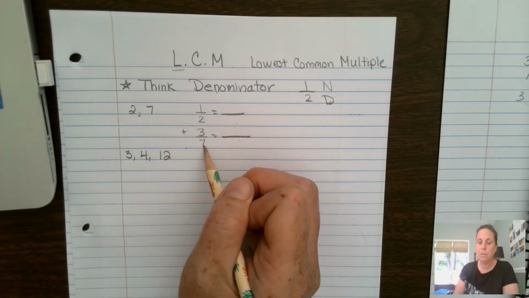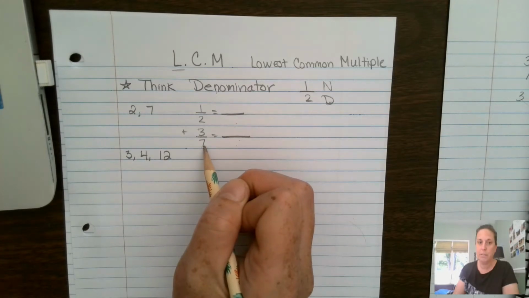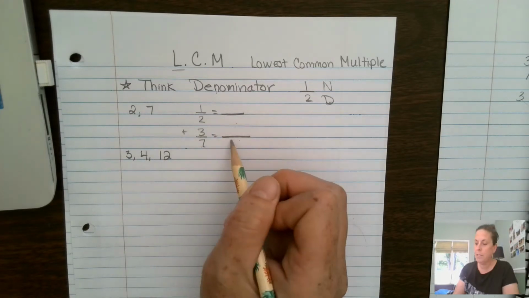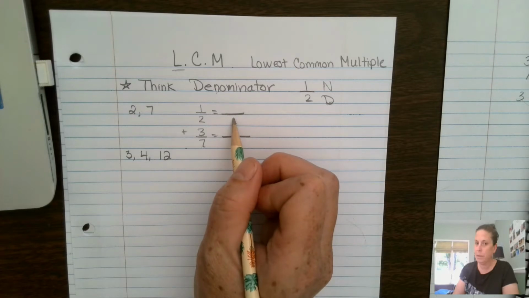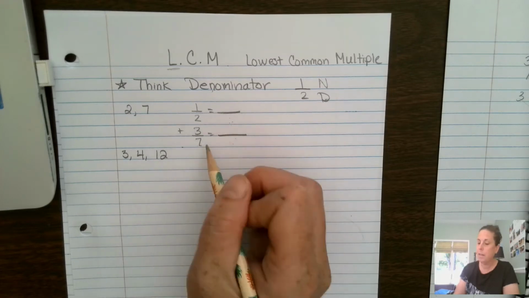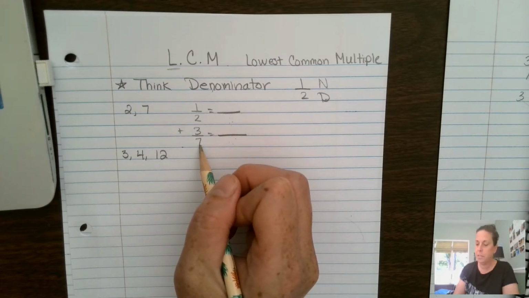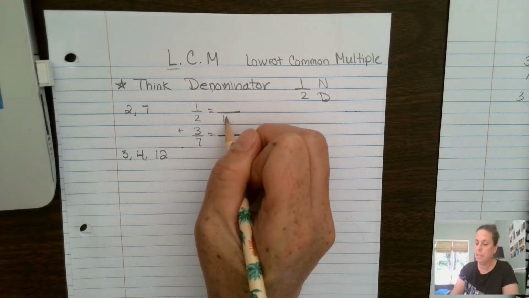So I'm going to start doing multiples of 7. So 7 times 1 is 7. But I know if this was 7 and this was 7, 2 wouldn't go into it, so it can't be 7. So then I'll do what's 7 times 2? It's 14. So if I did 14, let's see if that works.